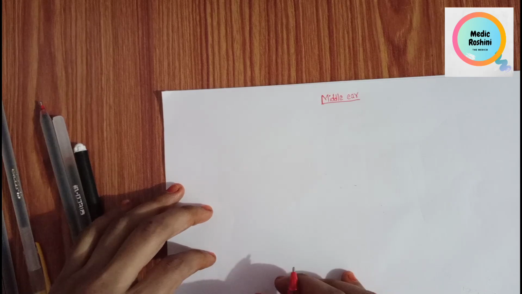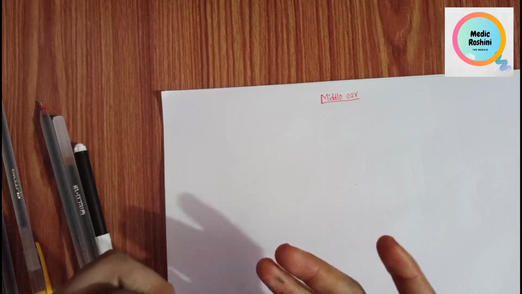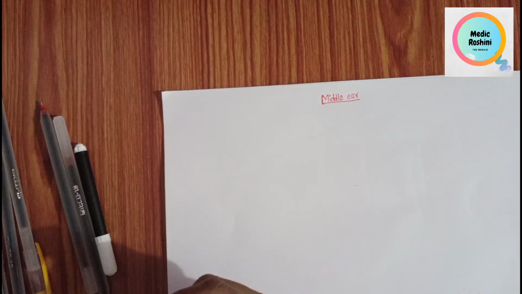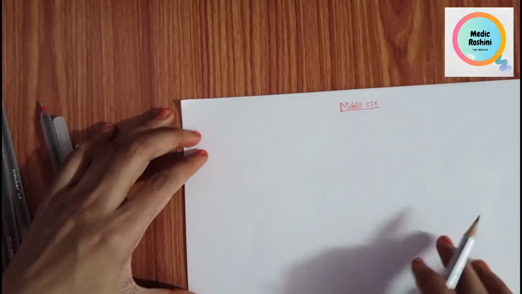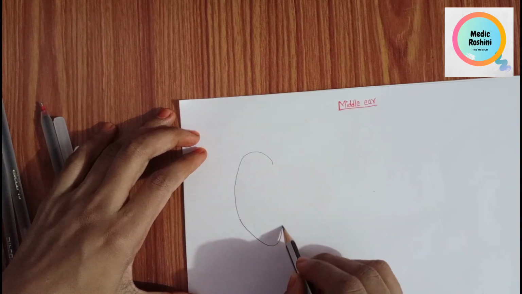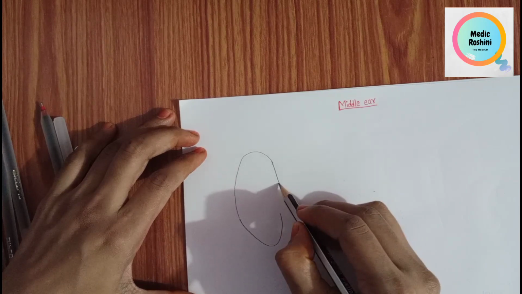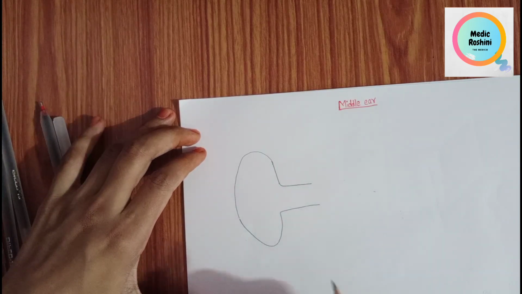The middle ear is present below the middle cranial fossa, and the tegmen tympani bone separates the middle cranial fossa from the middle ear. I will draw one diagram. See, here I am drawing the external ear, and this is the external auditory canal. All these structures I will show you in the bone also.